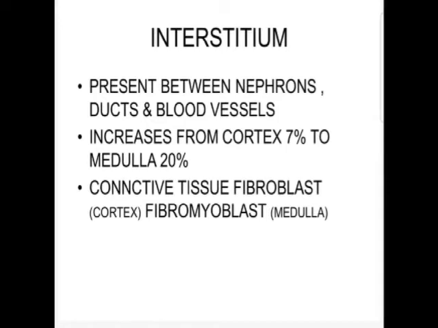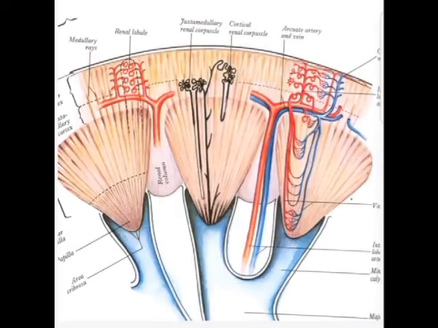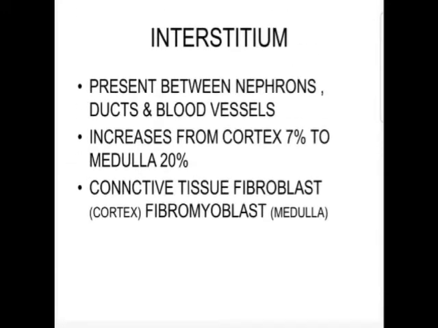The interstitium of the kidney is present between the nephrons, the ducts and the blood vessels, and the interstitium increases from 7% in the cortex to 20% in the medulla. This is actually connective tissue, which consists of fibroblasts and myofibroblasts.